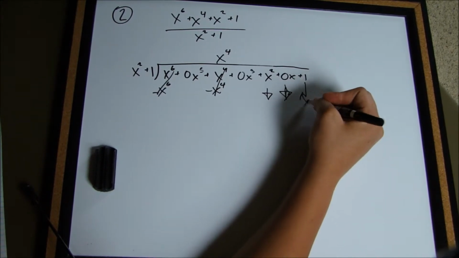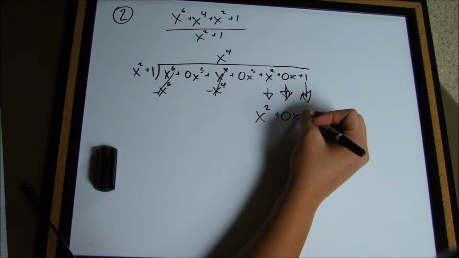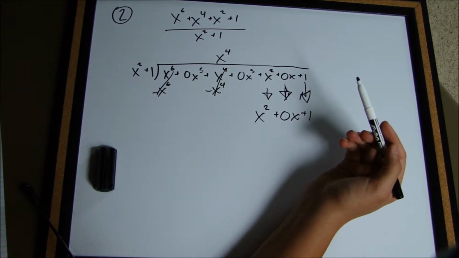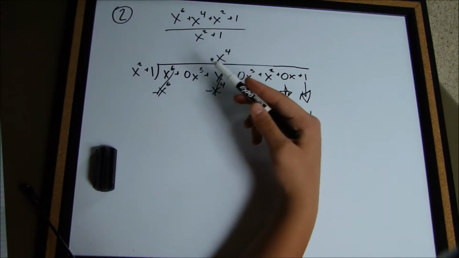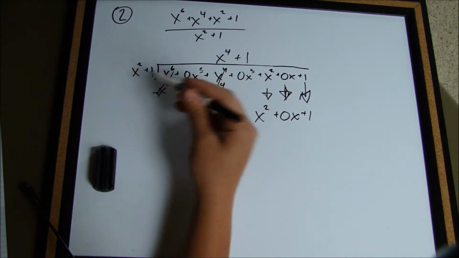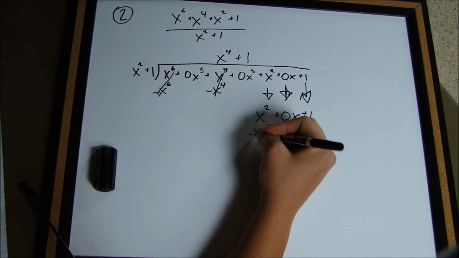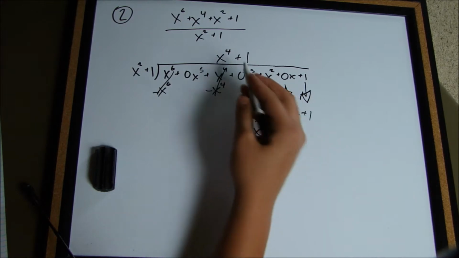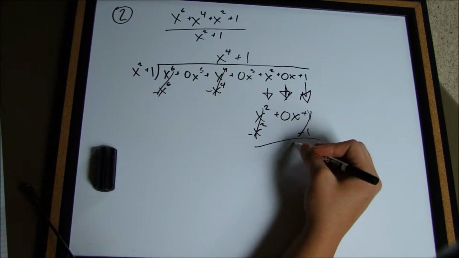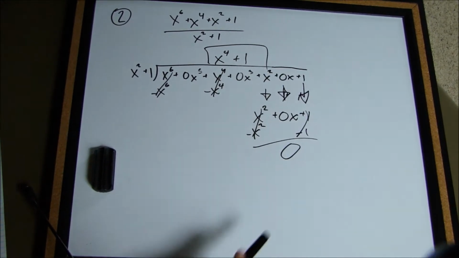So we bring these all down, and we get x squared plus 0x plus 1, and then x squared goes into x squared one time, so we put plus 1, and so then we multiply and subtract, we get minus x squared, and then we do the same here, and we get minus 1. And since they both cancel out and we're left with nothing, there's no remainder, and this is our quotient.